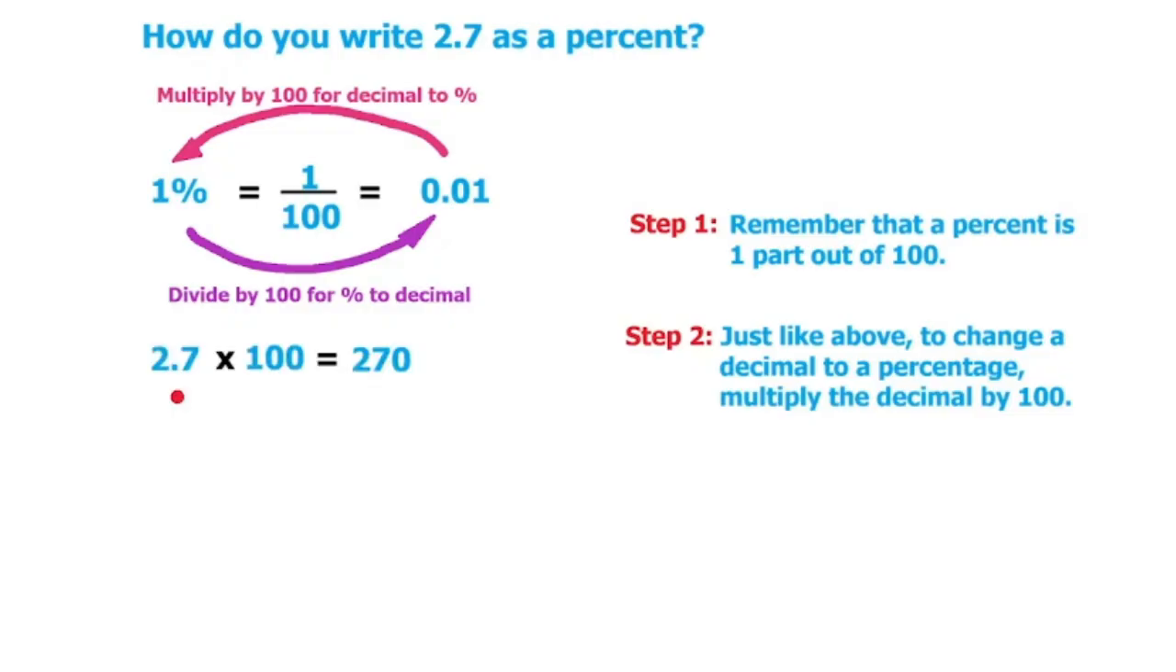So we take 2.7 and we multiply it by 100, right? Because we're going from decimal to percent. So when we do that, it equals 270.